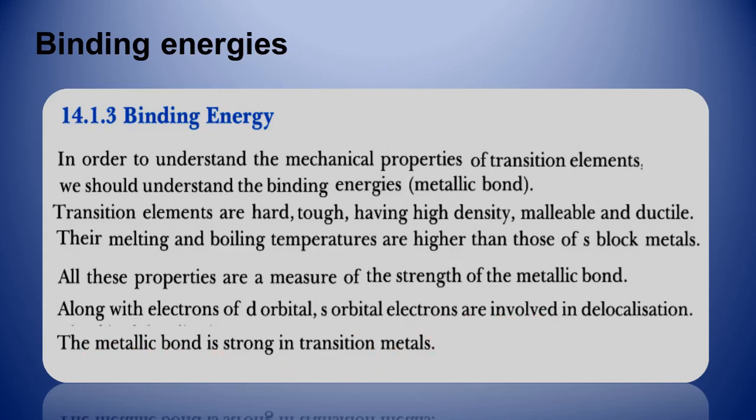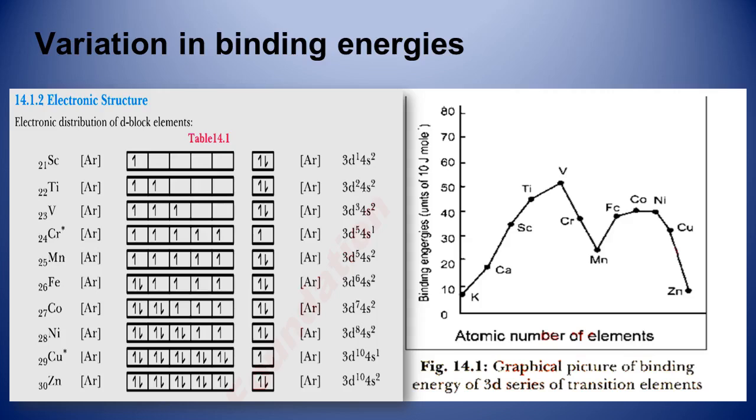Now students, let us discuss the variation in the binding energies of transition elements. By looking at the electronic structure, we can better understand the binding energies. Now students, always remember that greater the number of unpaired electrons, greater is the possibility of that element to make bonds. So greater the number of bonds that can be formed by a single element, greater is going to be the binding energies.